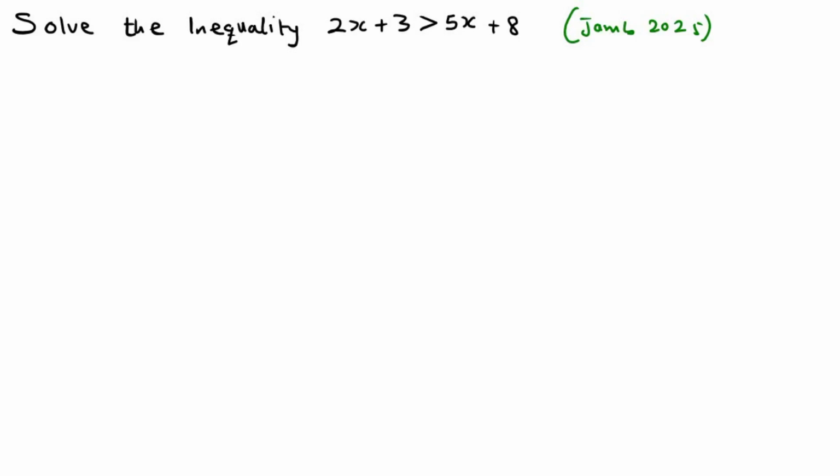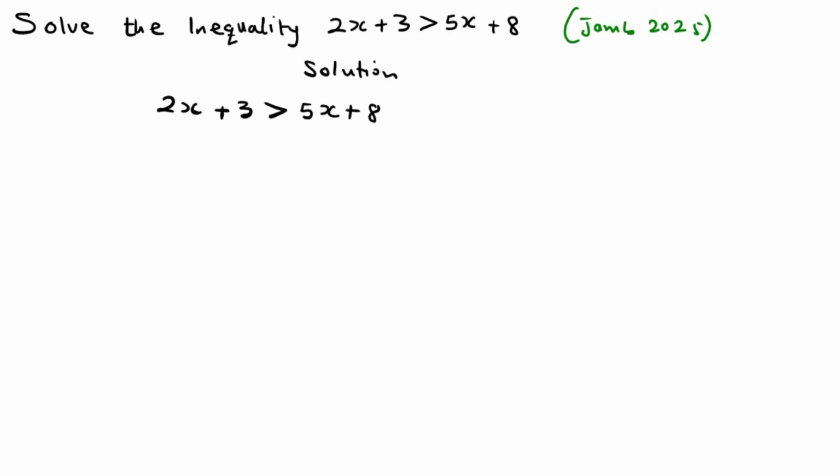Now let's solve this simple JAMB past question. The question says: solve the inequality 2x + 3 > 5x + 8. Now let's solve it together quickly. So we have 2x + 3 > 5x + 8.